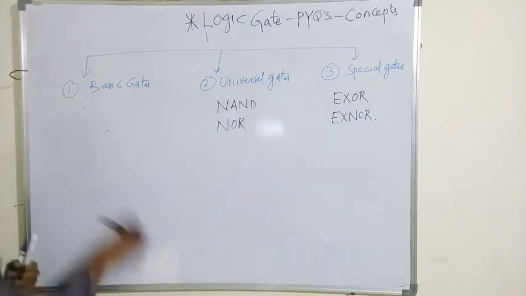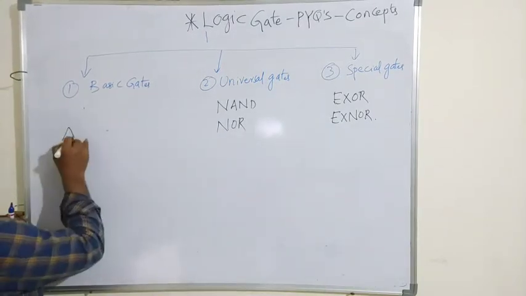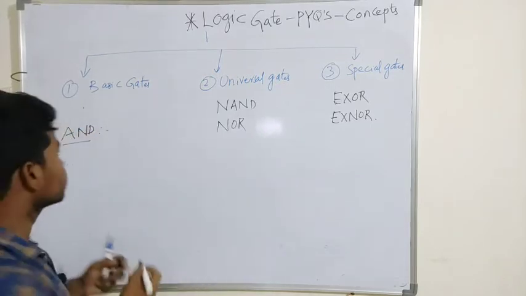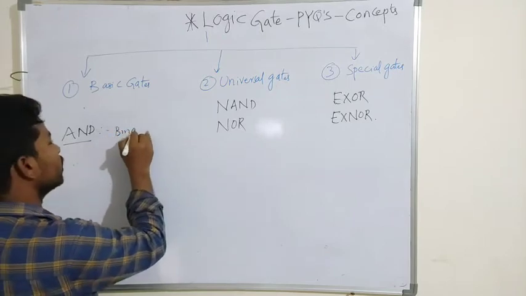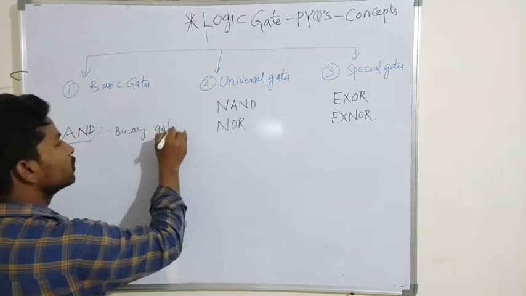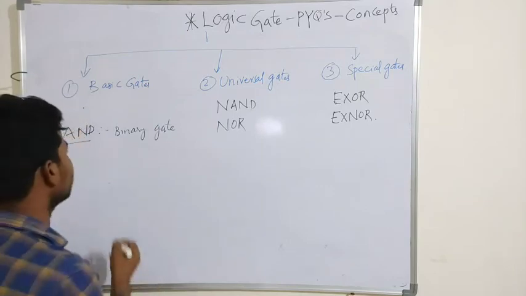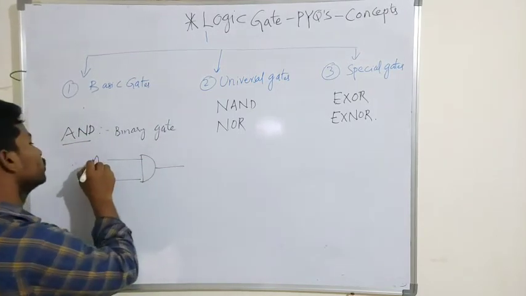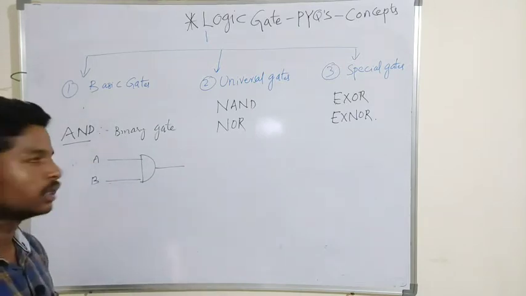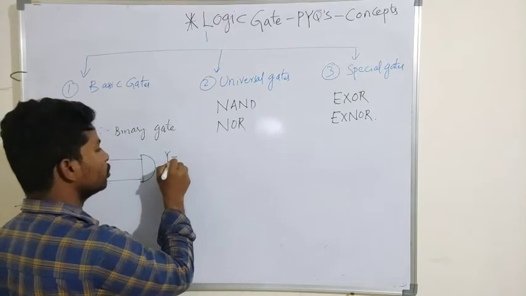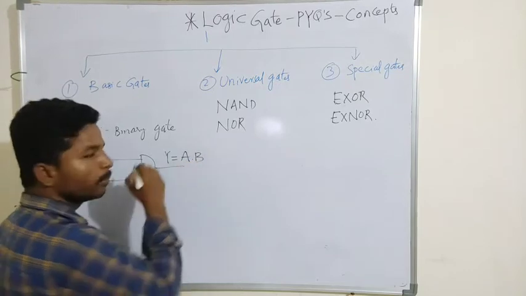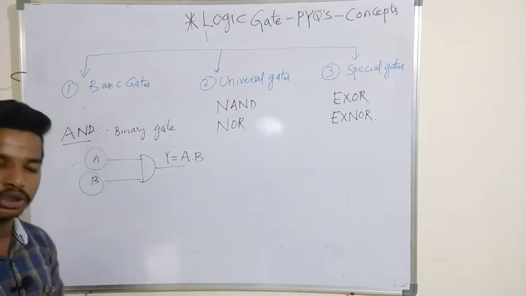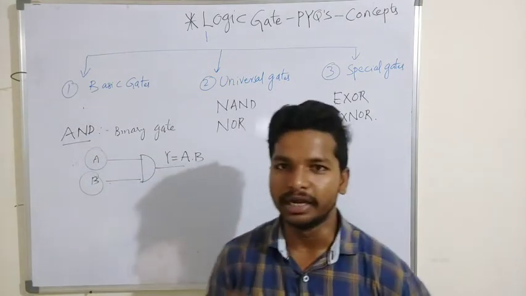So let's discuss the AND gate. The AND gate is also called a binary gate, because it takes two inputs. It takes two inputs and produces an output which is the product of the inputs. Here A and B each have two possibilities: A can be 0 and A can be 1.